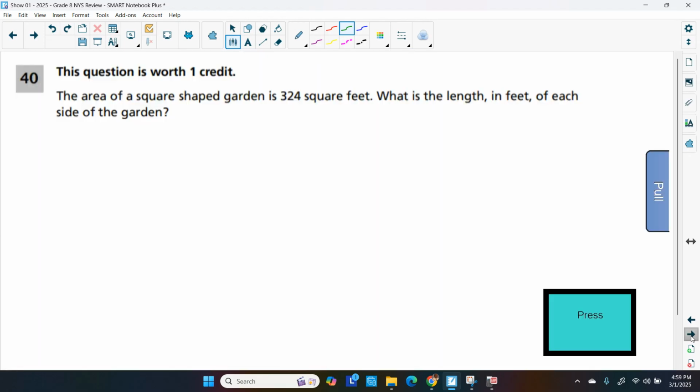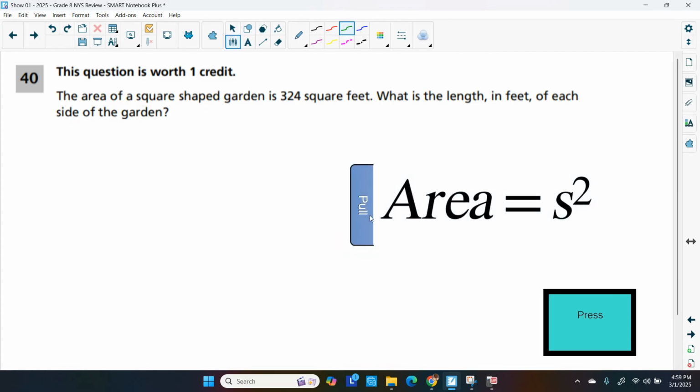All right, here we got a 1-point question. The area of a square-shaped garden is 324 square feet. What is the length in feet of each side of the garden? All right, well, here's a little something you should know about area. I think it was on the sheet of reference. So area is side squared. So that means if I have 324, that's feet, that's going to equal some number times itself.